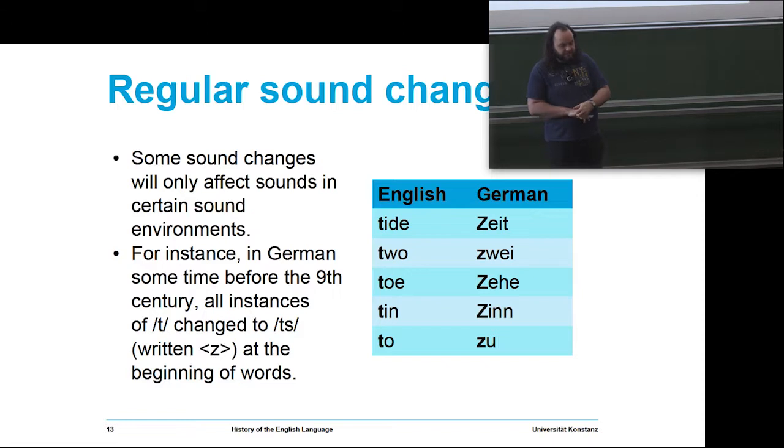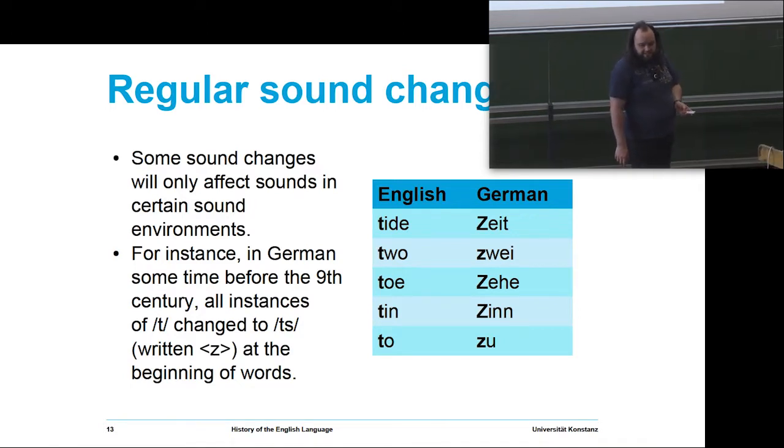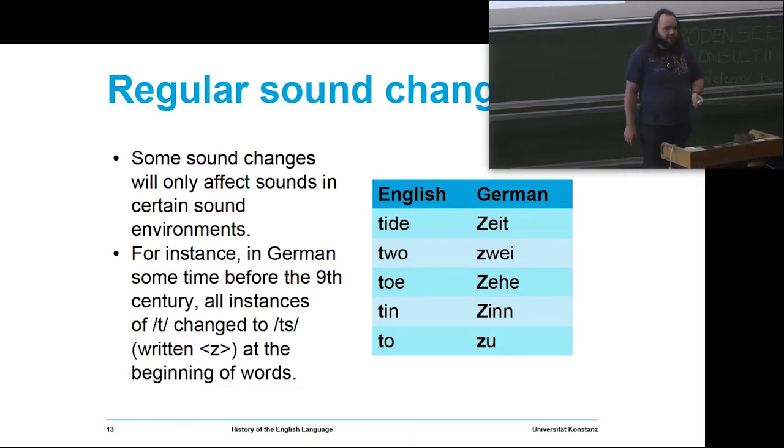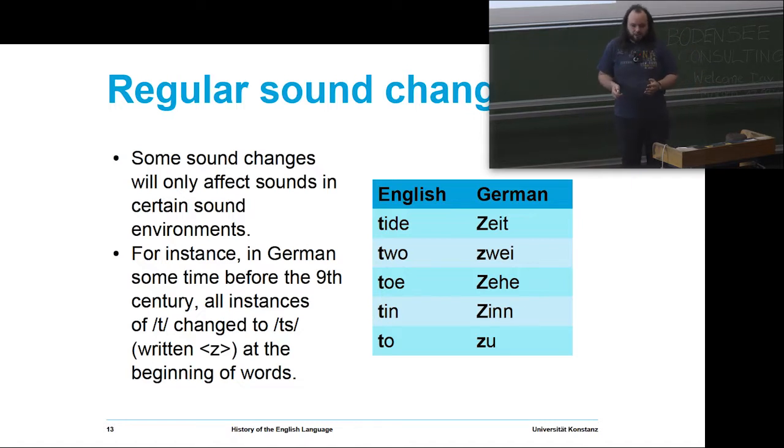So English tide corresponds to German Zeit. These are basically the same word, it's just that there's been a semantic change, a meaning change. Two and zwei, to and zu, tin and Zinn, toe and Zehe. These are related words, and again, they're systematically related. There are systematic correspondences, but here, the relevant sound change only affects the beginning of words. So it's word initial t that changes to ts in the case of German.